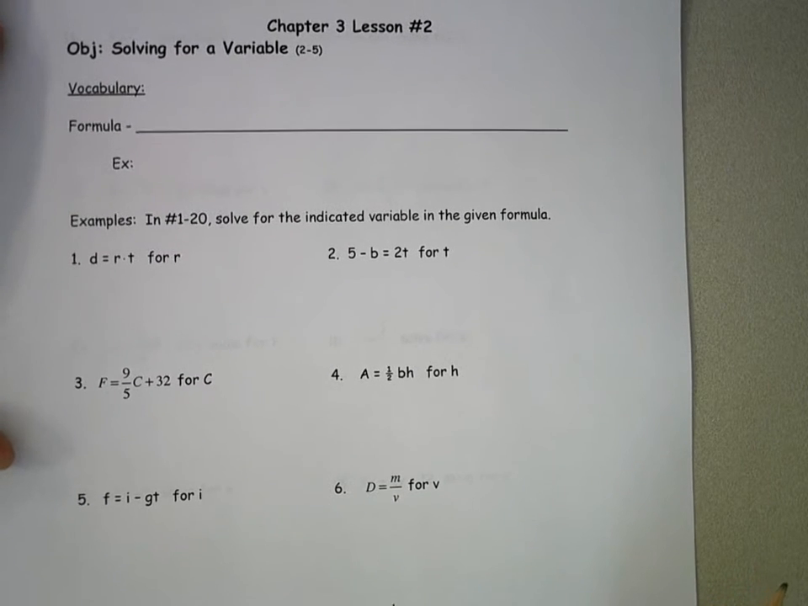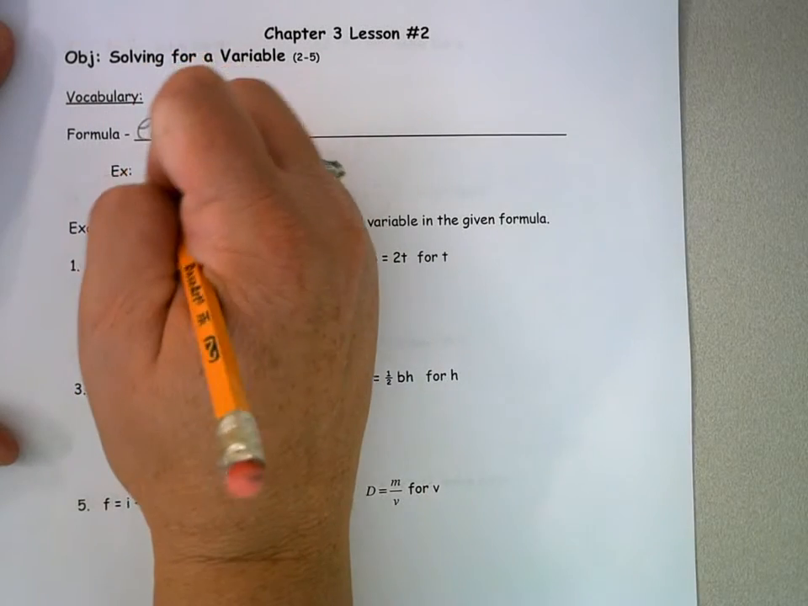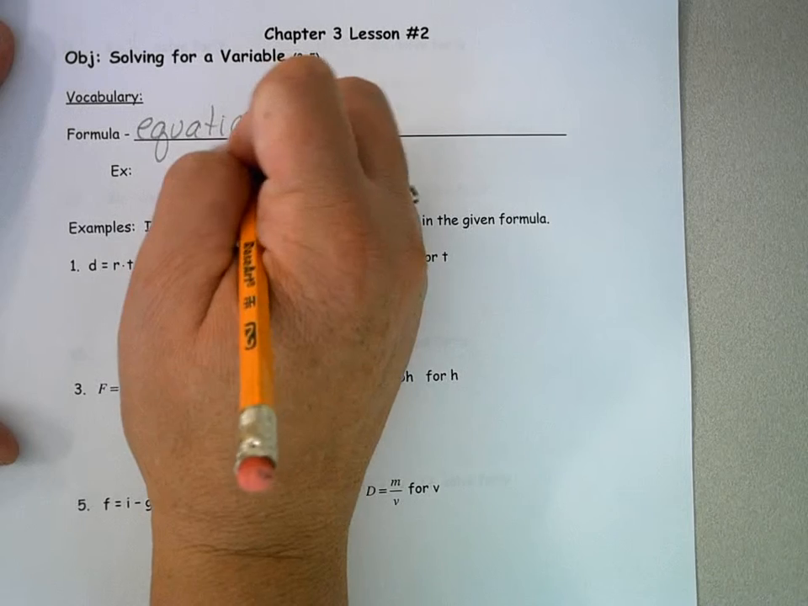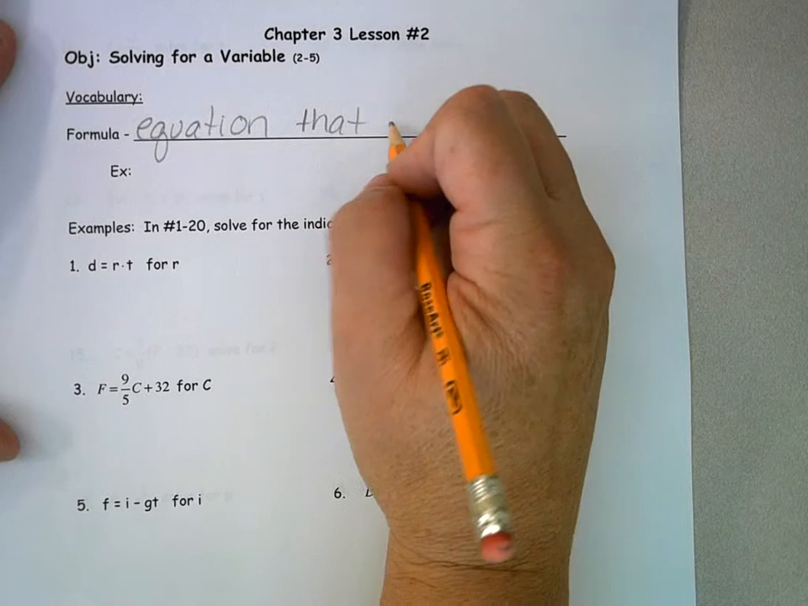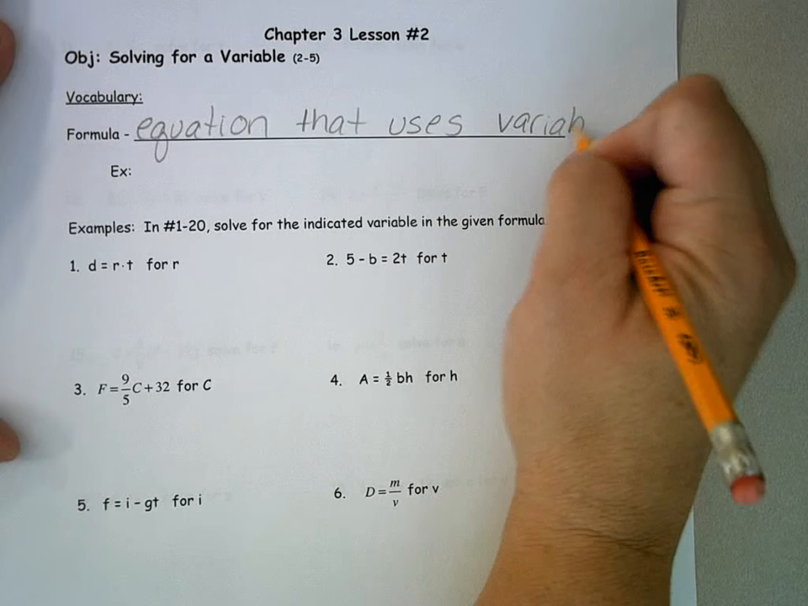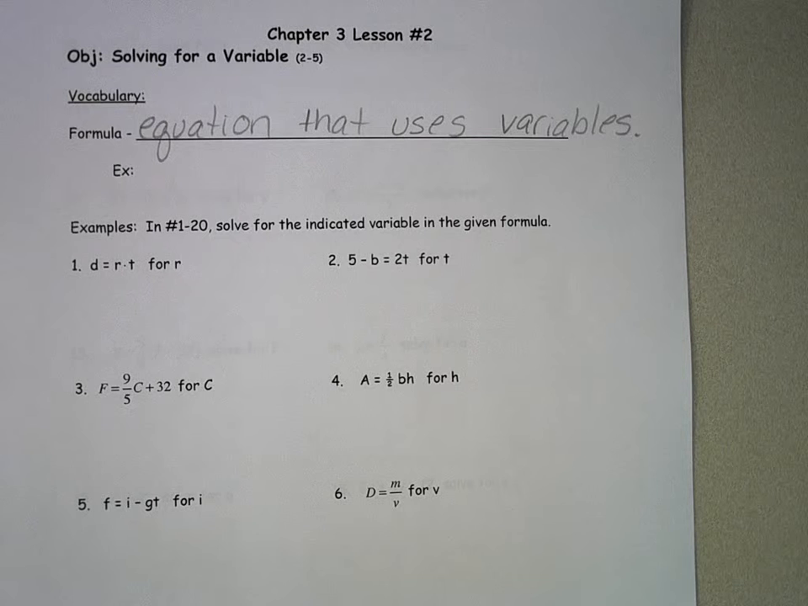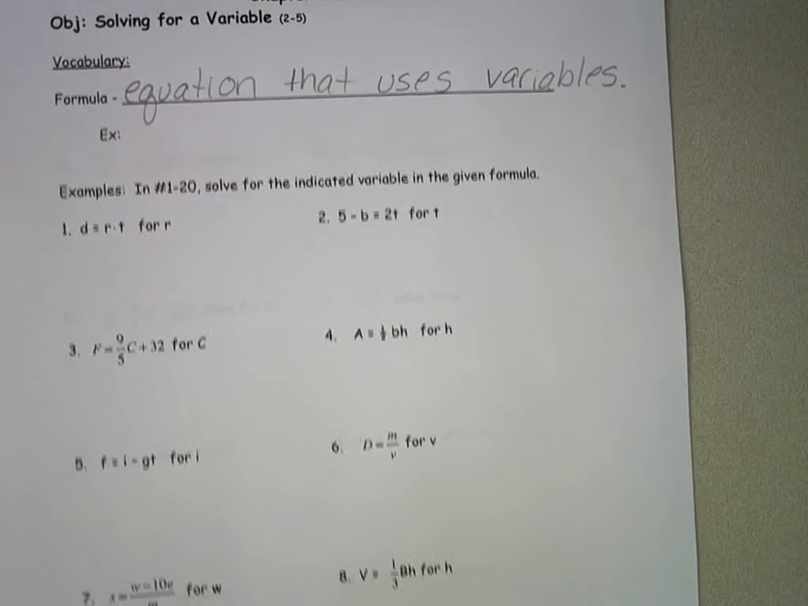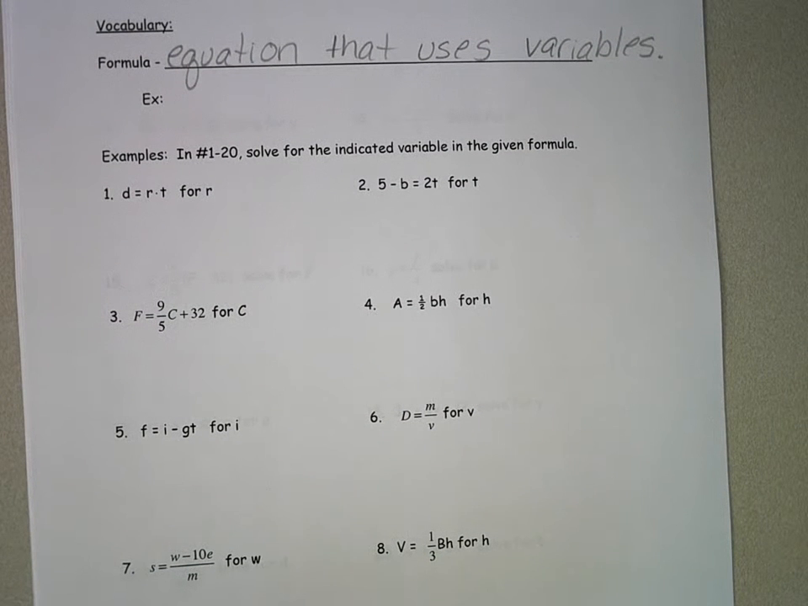Chapter 3, Section 2, we start out solving for a variable. A formula is an equation that relates some items. How about an equation that uses variables? As we look at number 1, I'm guessing some of you probably remember what D, R, and T stand for. And that is distance equals rate times time. And we treat these just like numbers.